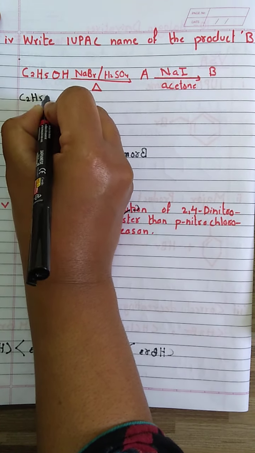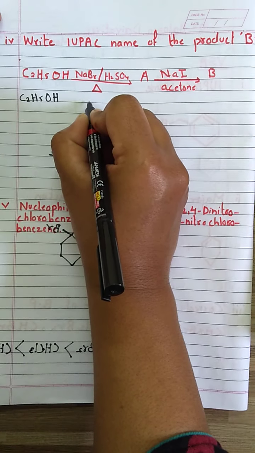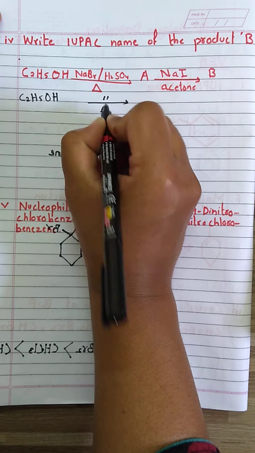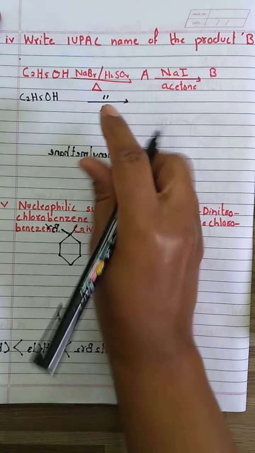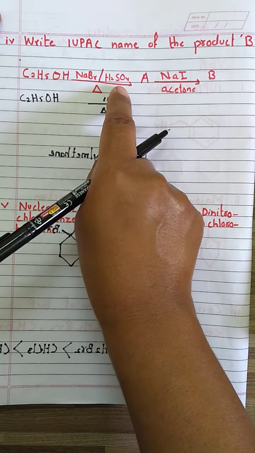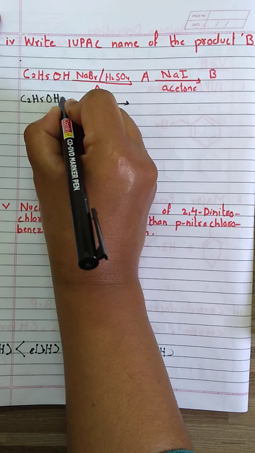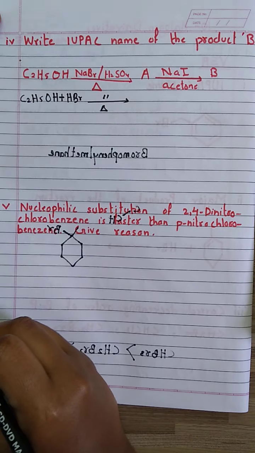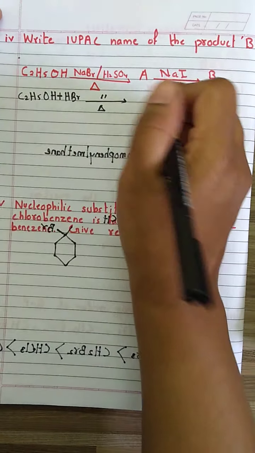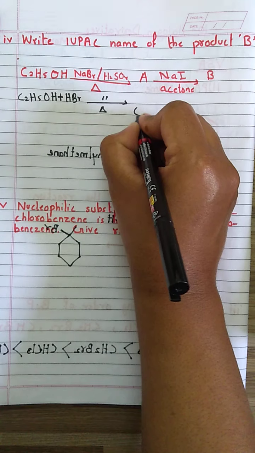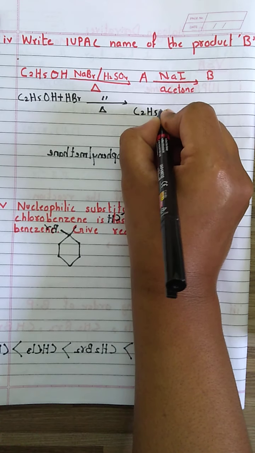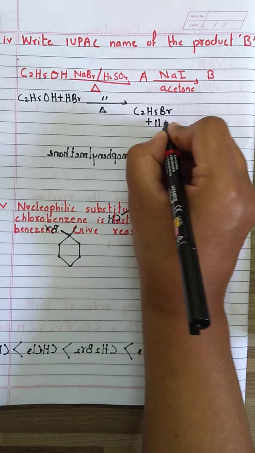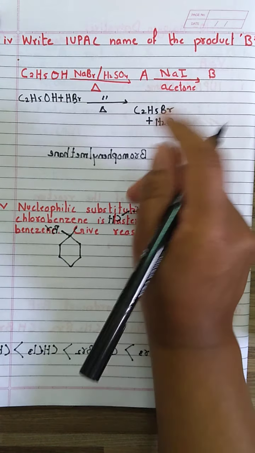Ethanol, that is alcohol, on treatment with sodium bromide in presence of H2SO4 will do what? Sodium bromide in presence of H2SO4 creates HBr during the reaction, and it results in the formation of C2H5Br, that is alkyl halide, and H2O is removed as the byproduct.